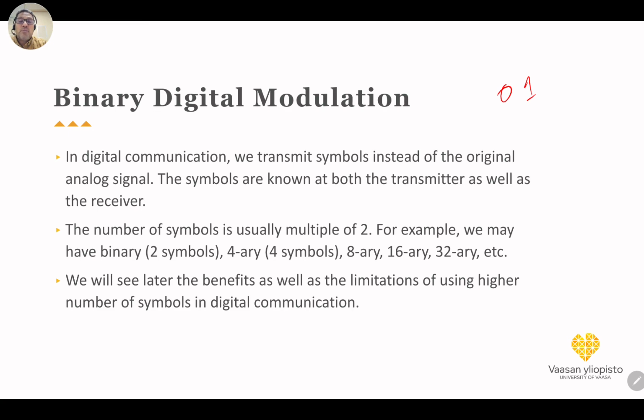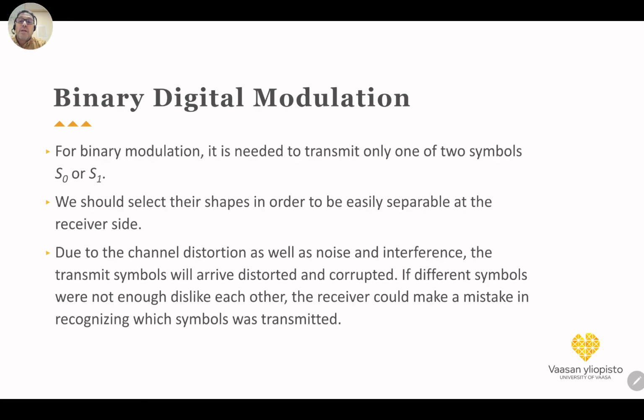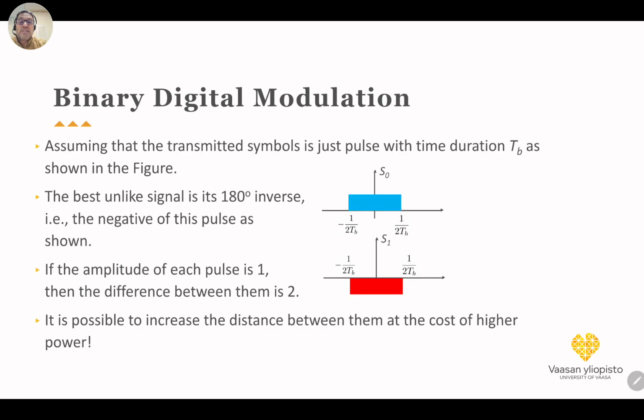For two symbols, we call it binary, and then we have 4-ary or 8-ary or 16-ary. Usually it is a power of 2, or 32-ary, and so on. So if it is 32, it means that we send 32 symbols, and each symbol in this case represents 5 bits. So each symbol can be represented by 5 bits. And we will see later the benefits and limitations of using a higher number of symbols in the transmission. So this is the S0 or S1. This is the binary case.